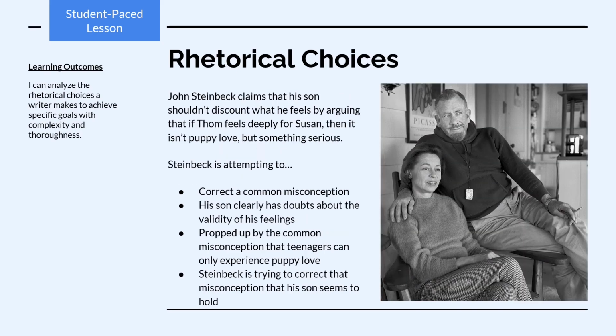Here's another example. When John Steinbeck, in his letter to his son, claims that his son shouldn't discount what he feels by arguing that if Tom feels deeply for Susan, then it isn't just puppy love, but something serious. Well, Steinbeck here is attempting to correct a common misconception that his son has. His son clearly has doubts about the validity and sincerity of his feelings. And this notion is probably propped up by the common misconception that teenagers can only experience what's called puppy love. So Steinbeck is trying to correct that misconception about puppy love that his son seems to hold.